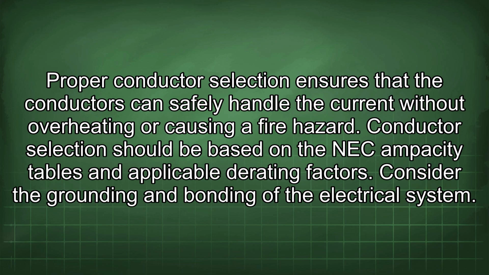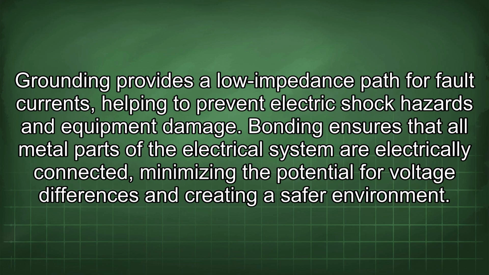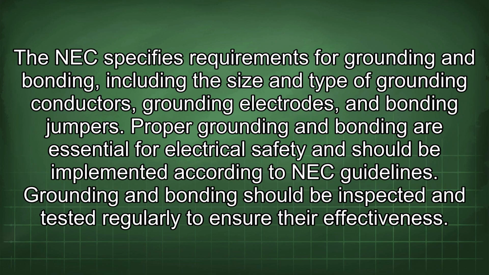Consider the grounding and bonding of the electrical system. Grounding provides a low impedance path for fault currents, helping to prevent electric shock hazards and equipment damage. Bonding ensures that all metal parts of the electrical system are electrically connected, minimizing the potential for voltage differences and creating a safer environment. The NEC specifies requirements for grounding and bonding, including the size and type of grounding conductors, grounding electrodes, and bonding jumpers. Proper grounding and bonding are essential for electrical safety and should be implemented according to NEC guidelines. Grounding and bonding should be inspected and tested regularly to ensure their effectiveness.